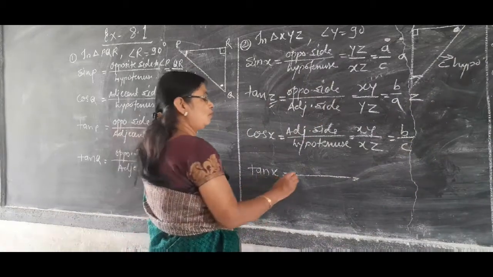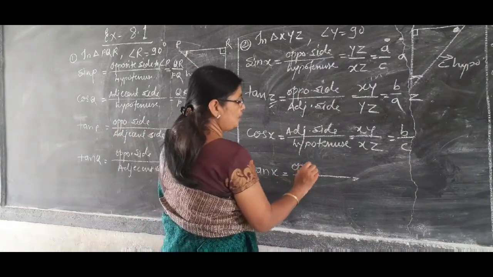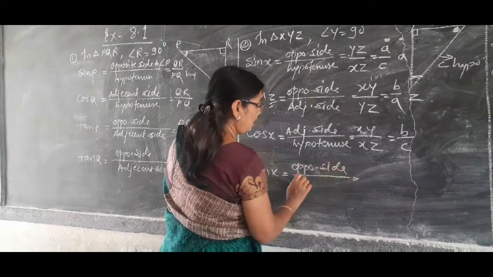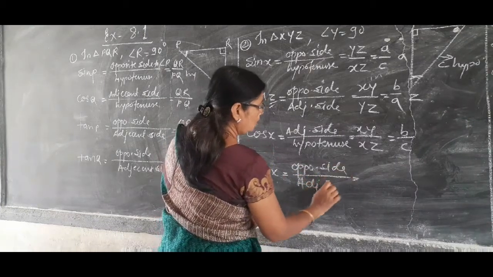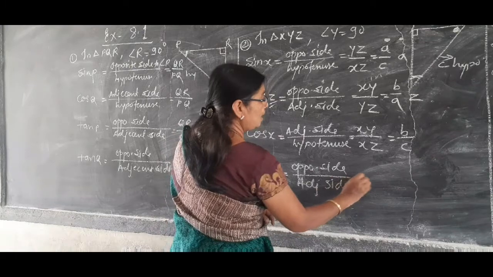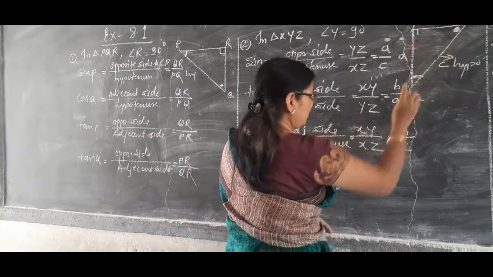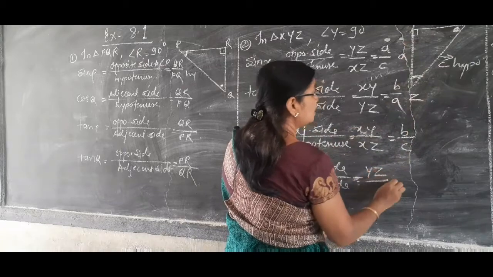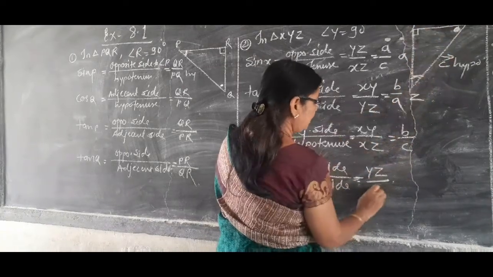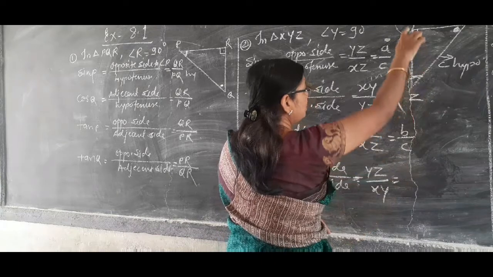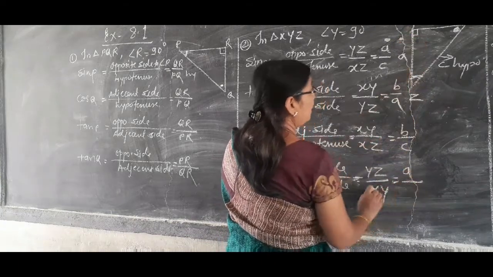Now what is the formula for tan? Opposite side upon adjacent side. Now which is the opposite side for x? YZ. And which is the adjacent side for x? XY. Now YZ is how much? A, and XY is B.